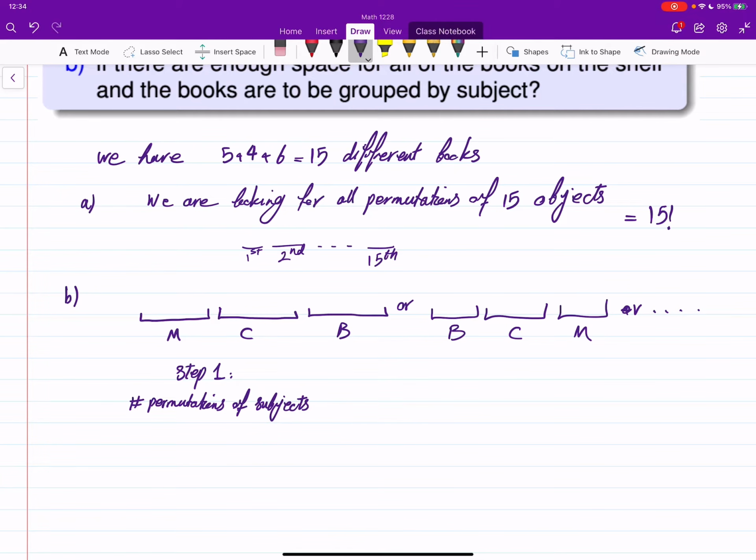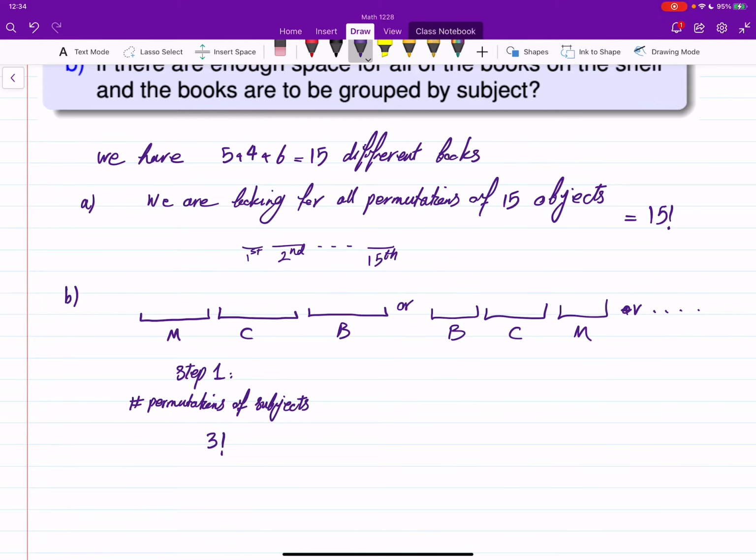So we first fix in what order we put math, chemistry, biology. There are 3 objects, which are subjects here, and then we want to see how many permutations they have. Well, obviously they have 3 factorial. So we have now fixed what is the first subject, second subject, third subject.